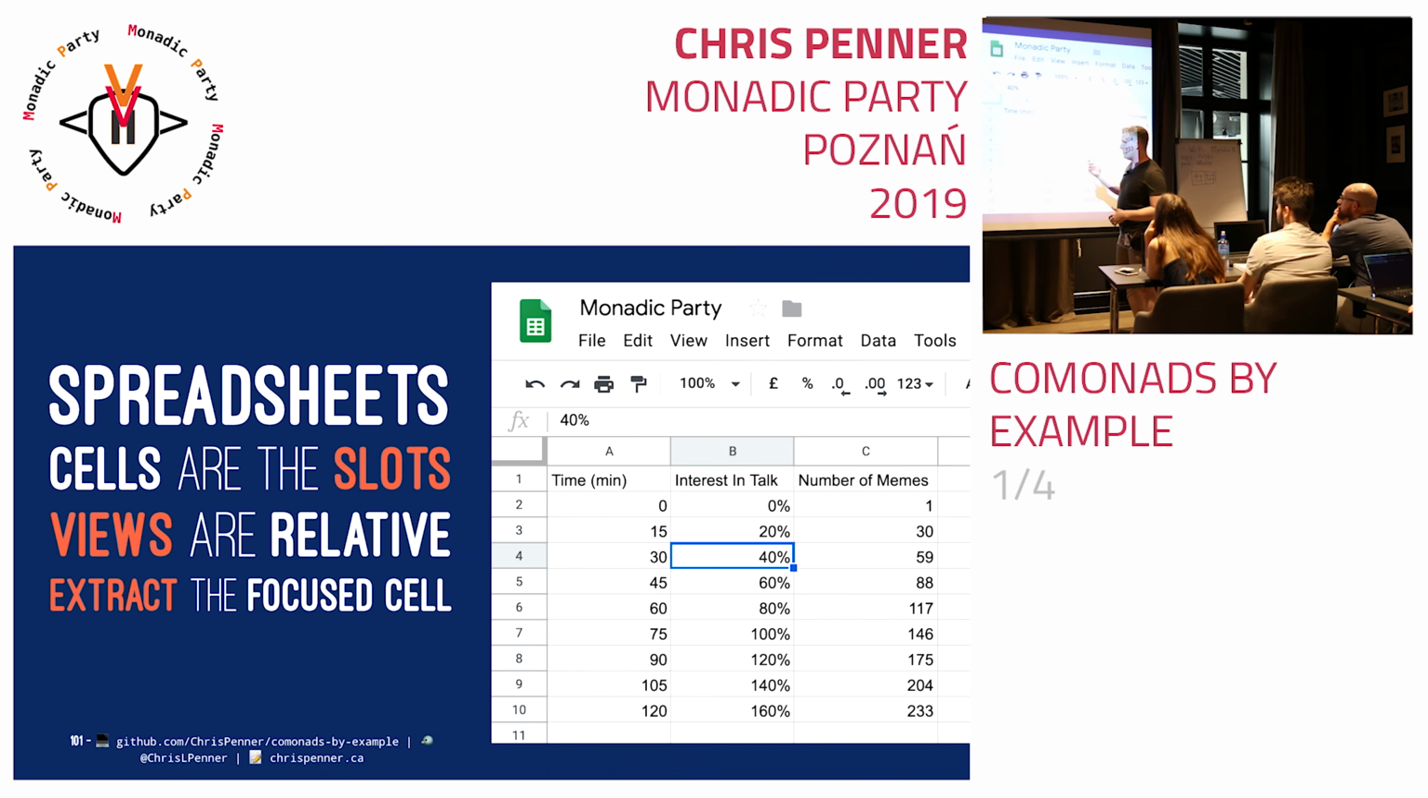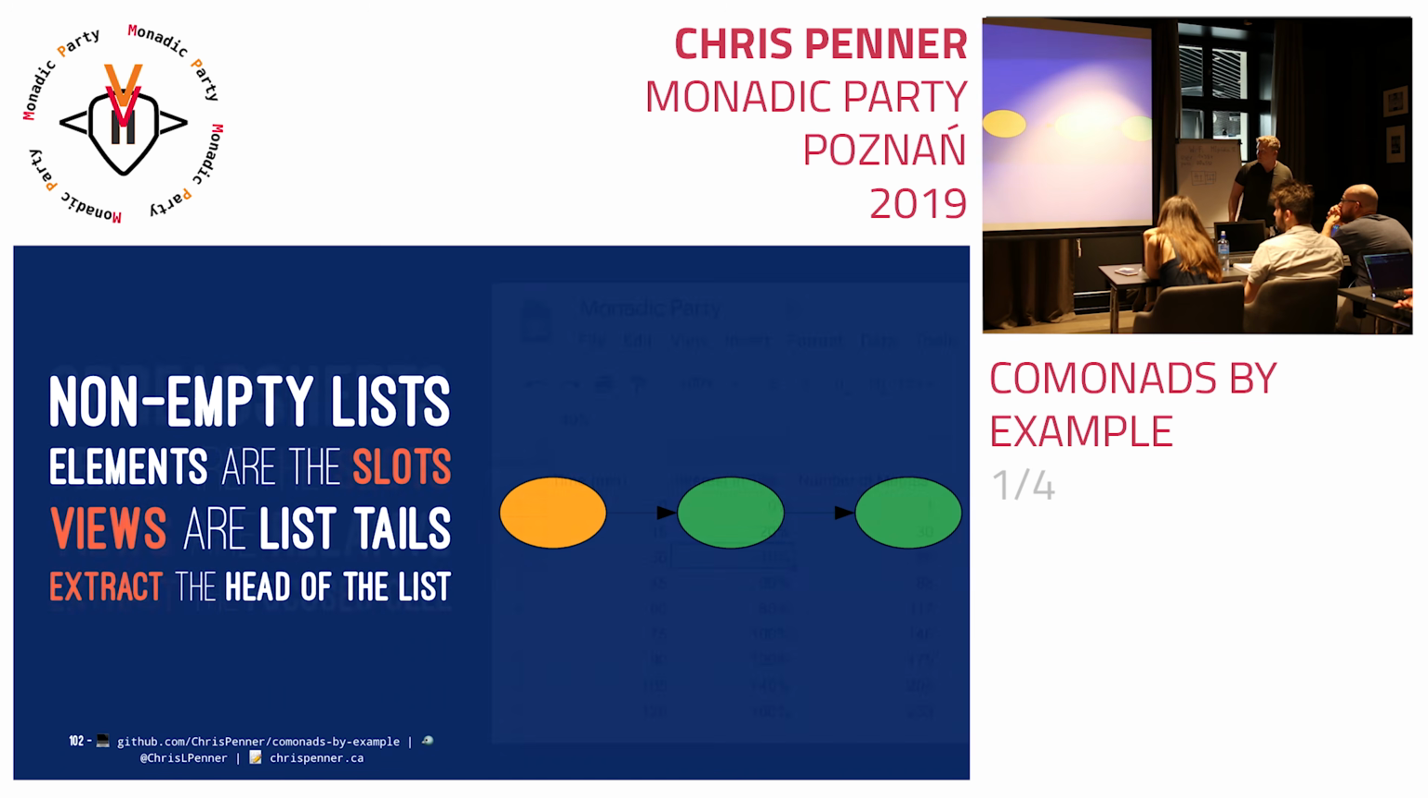Views can be relative, actually. If you want, you can look at the current context that you're at and say, oh, I want to move one column to the left, or I want to move one row down. But you also still can have an absolute view of the whole thing. And when we extract, we just get the focus cell. Yeah? Questions on this? It's pretty cool.